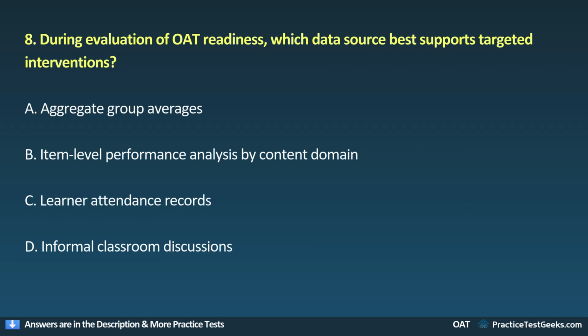8. During evaluation of OAT readiness, which data source best supports targeted interventions? A. Aggregate group averages. B. Item-level performance analysis by content domain. C. Learner attendance records. D. Informal classroom discussions.